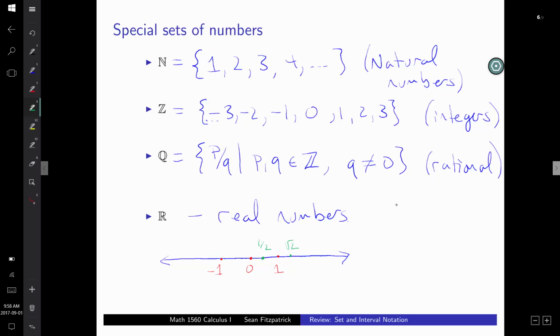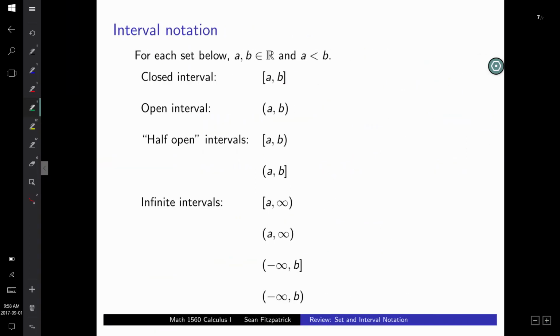Okay. Now, among real numbers, the most important subsets of the reals, the ones that we spend most of our time working with, are the intervals. And so it's important to be comfortable with interval notation because you're going to see it quite a bit.